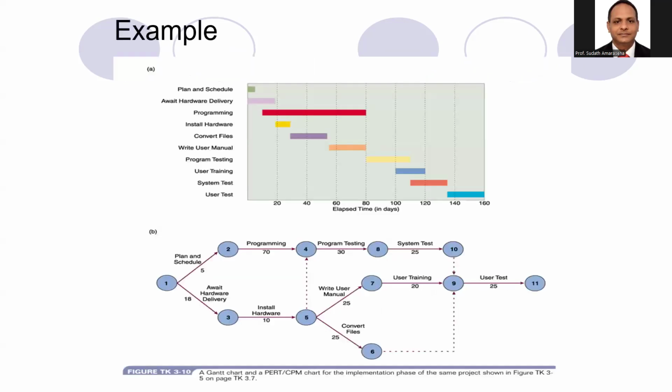Now you can see the Gantt chart example. I don't like to explain it one by one. You can see the axis is the time in days. On the left-hand side, the horizontal bars represent the tasks to be performed to complete the particular project. According to this Gantt chart, 160 days are required to complete the entire project.